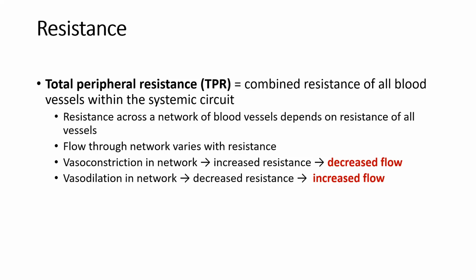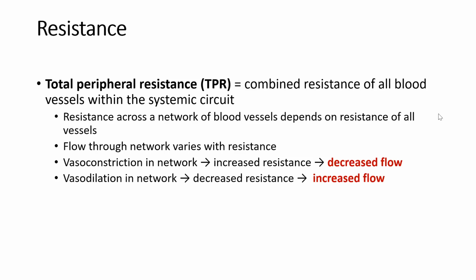And so we can think about vasoconstriction happening in our entire network. That's going to bring about an increased resistance and decreased flow throughout the entire systemic circulation. And alternatively, we can think about vasodilation happening throughout the entire network, which is going to decrease resistance throughout the network and make it easier for blood to flow and vascularize our systemic circulation.